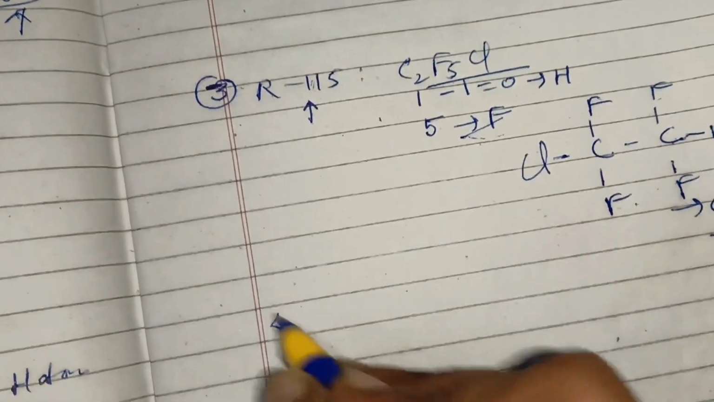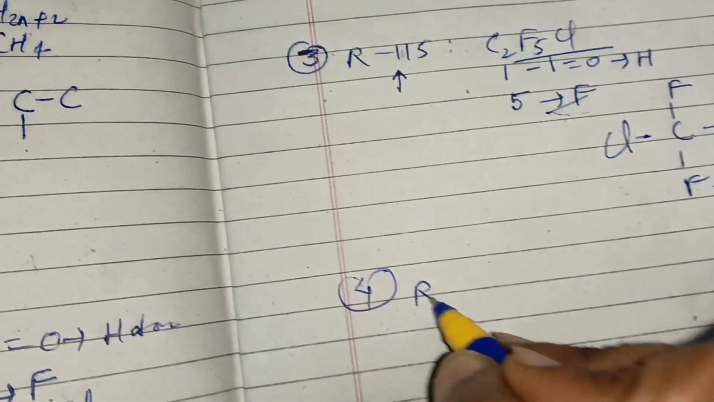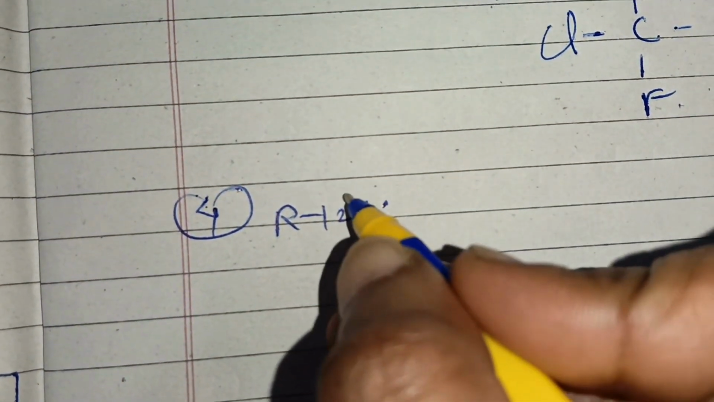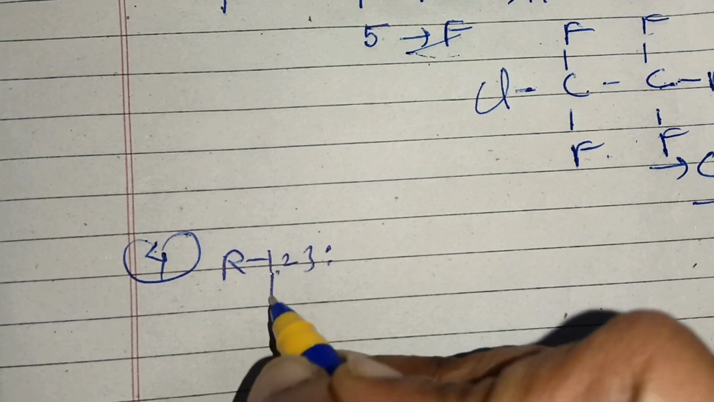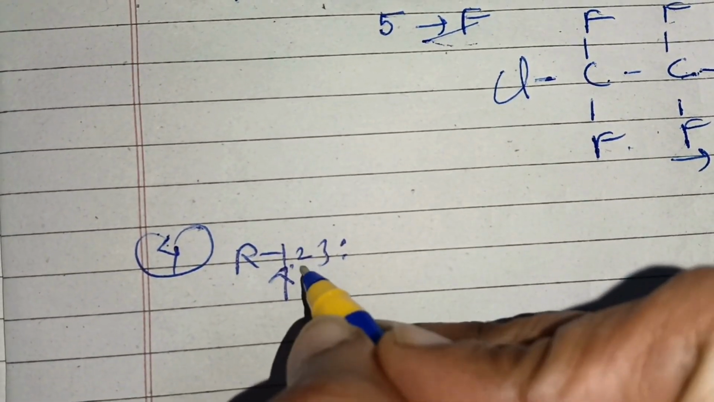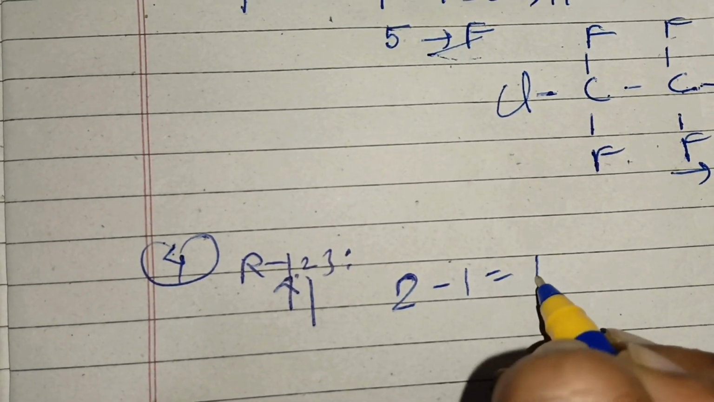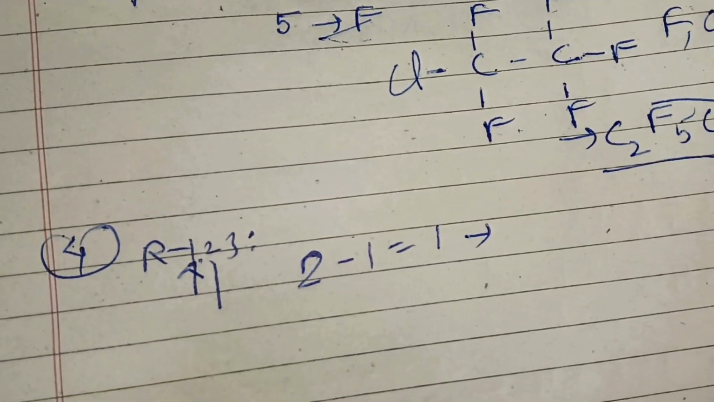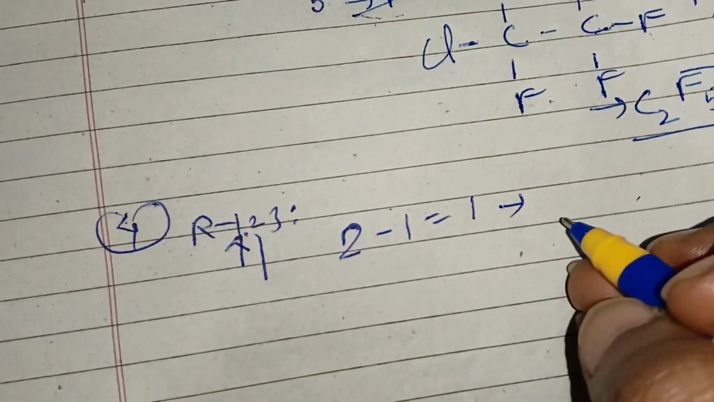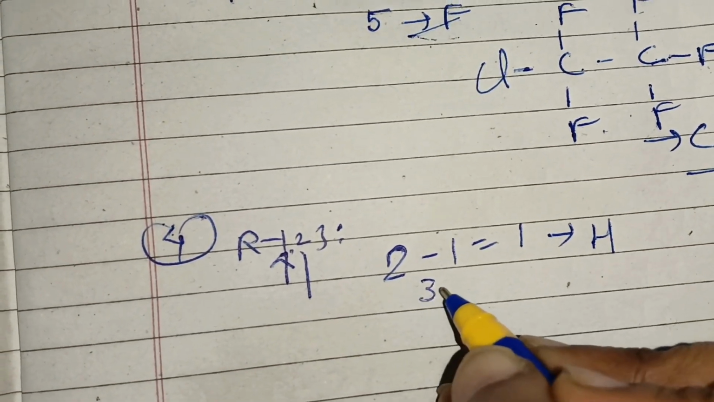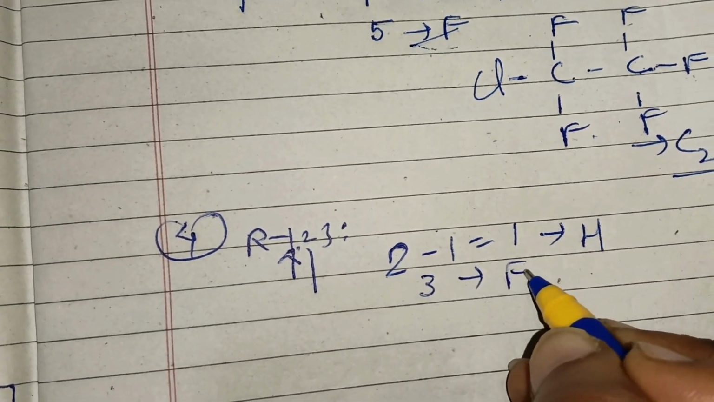Next we are going to see R123. This is also an ethane based refrigerant. We are not bothered about the first digit. Come to the second digit, which is 2. 2 minus 1 is equal to 1. So hydrogen will come into the picture while we are adding the formula. So 1 is taken by H. Third digit is 3. This belongs to fluorine.